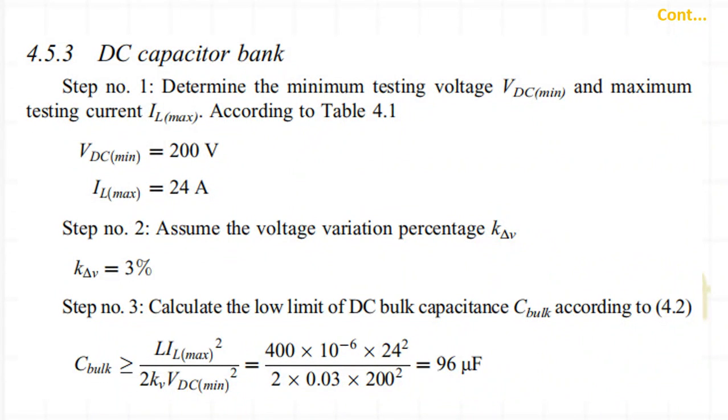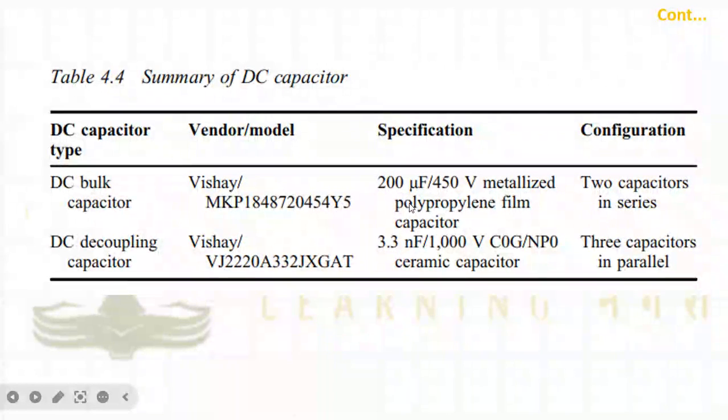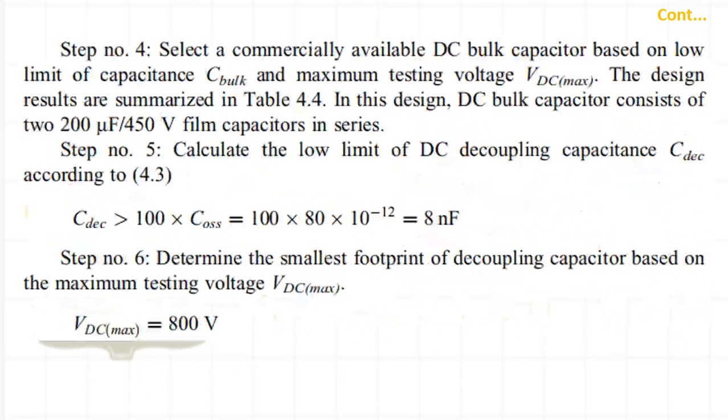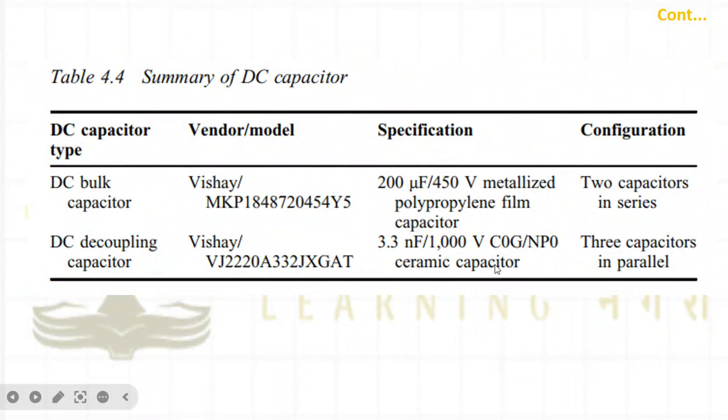So if I consider two 200 microfarad capacitors in series, it will be nearly 100 microfarad. So that is fine for me. And for my decoupling capacitor I am taking three 3.3 nanofarad capacitors in parallel. So in parallel it will be nearly 10 nanofarad. My requirement is about 8 nanofarad, so I am taking it as 10 nanofarad. So that is fine. This is how we will place the capacitors in series and parallel, and make the necessary arrangement for us, right?